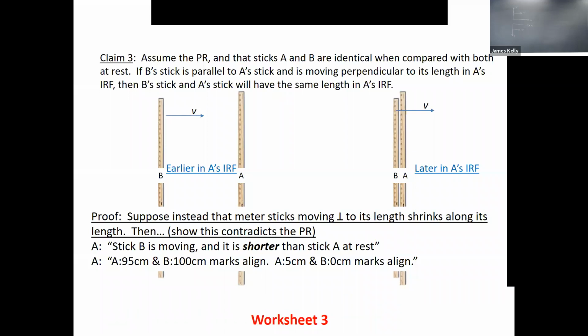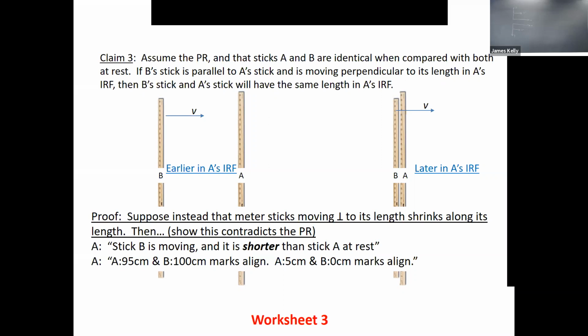Spencer on Zoom, if you're there with us, can you help me think about this? I'm looking at question part A: what statement will B make about which stick A markings and which stick B markings align, similar to the statement of A just above? How would B state it?